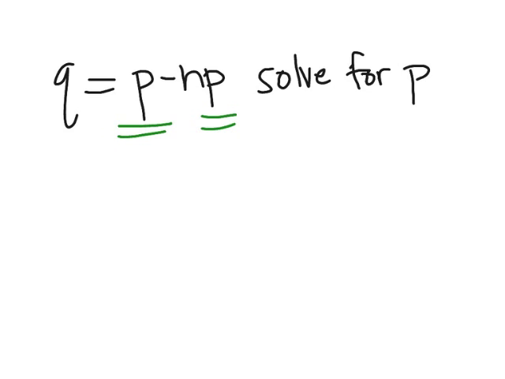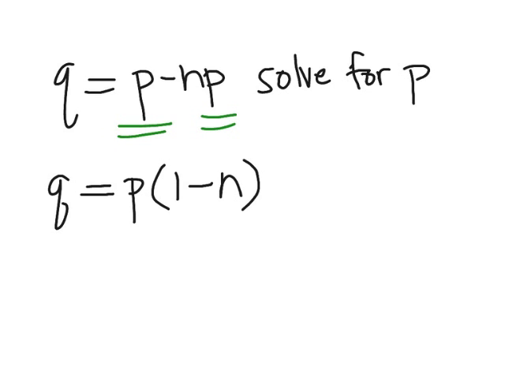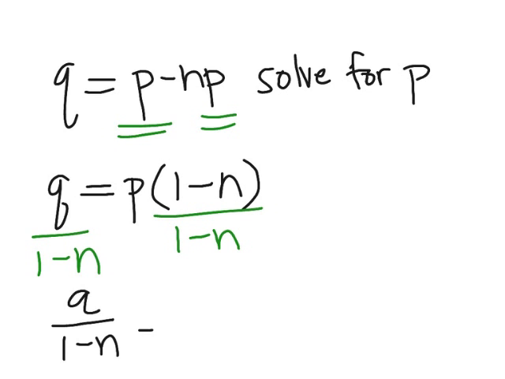So on the left-hand side, I have the Q. And on the right-hand side, I have P, and I have a common term of P. So I'm going to factor the P out. Left over, 1 minus n. And then finally I get the P all by itself. I divide by the 1 minus n, doing that on both sides. So my final answer is Q over 1 minus n equals P.